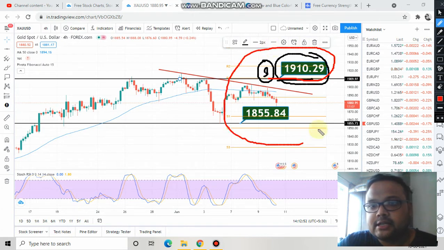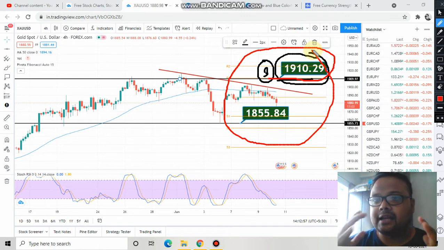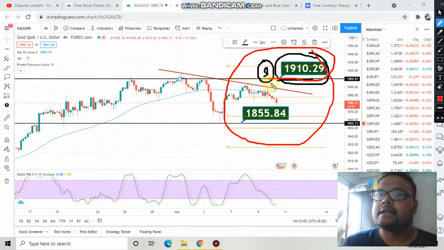So these are the trading opportunities available in the gold USD chart right now. If the market crosses the 1910 level, that's a completely different chapter, not required for today. I'll be discussing that part tomorrow.